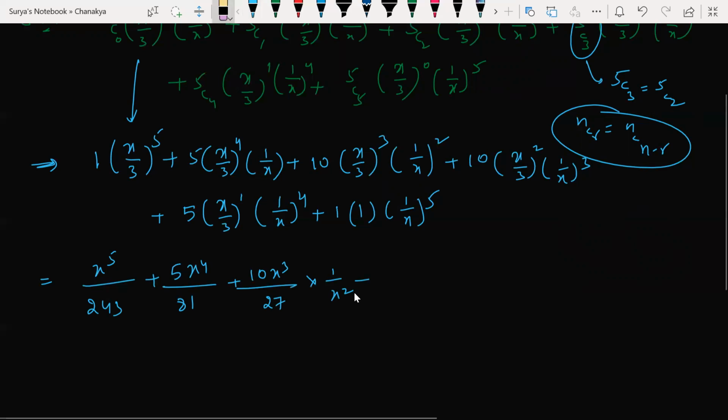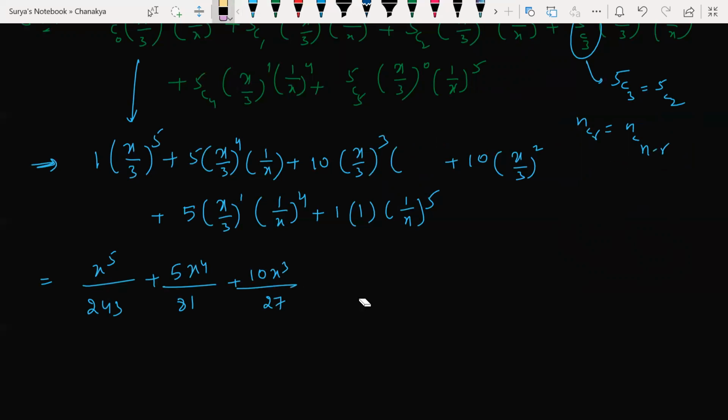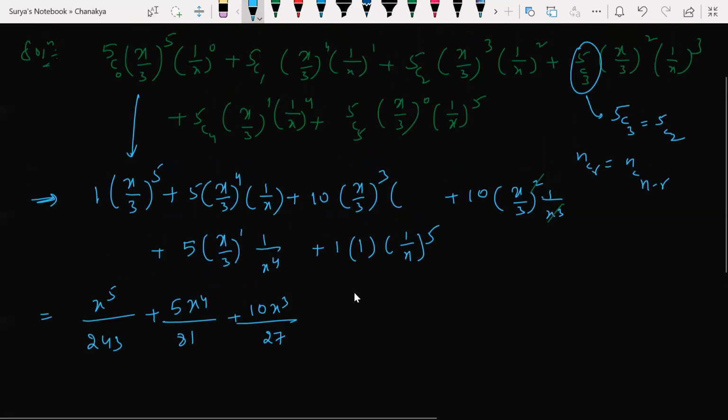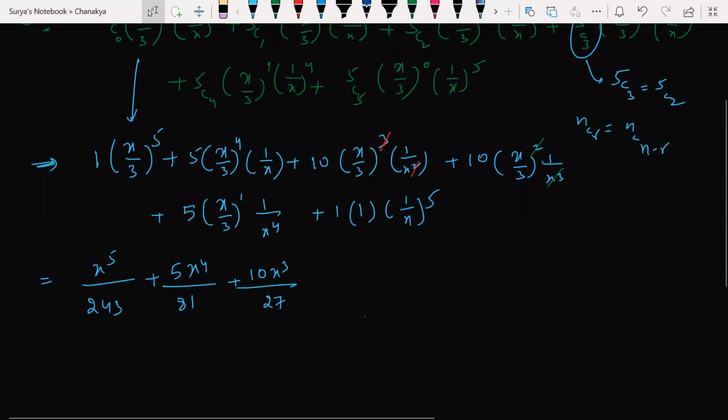Yes, sir. We'll do one thing. Here itself we can write like this: into 1 by x cube. So x square, x cube will get cancelled. Now can I cancel this x cube, x square? So now look at this. 10x cube, 10x cube got cancelled. So I'm left with 10x now.